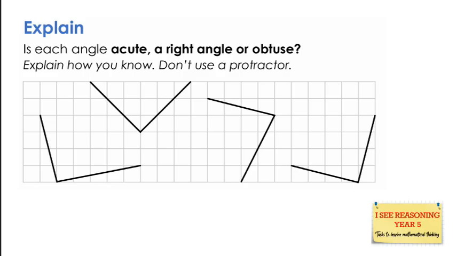And this one is slightly more challenging, but it's a very similar idea. Is each angle acute, a right angle, or obtuse? And how can we know? Essentially by counting the squares, but not having to use a protractor. And then, of course, their children reasoning as to how they would know.